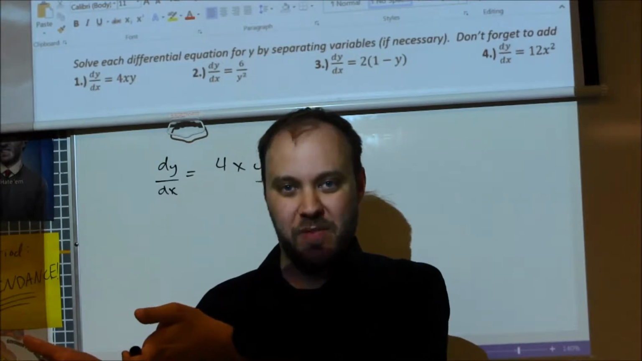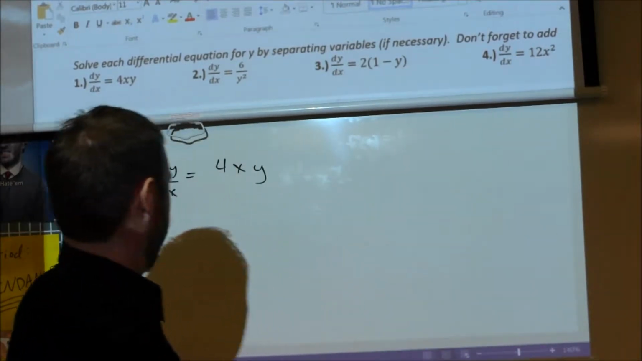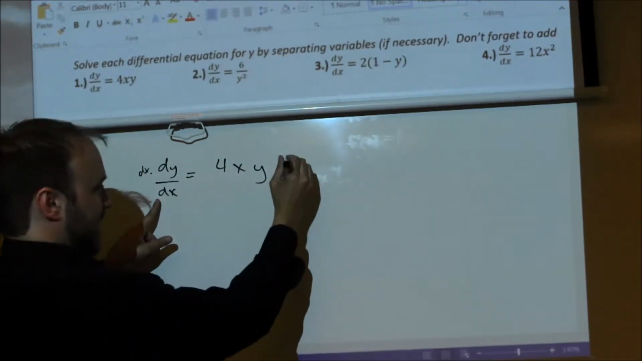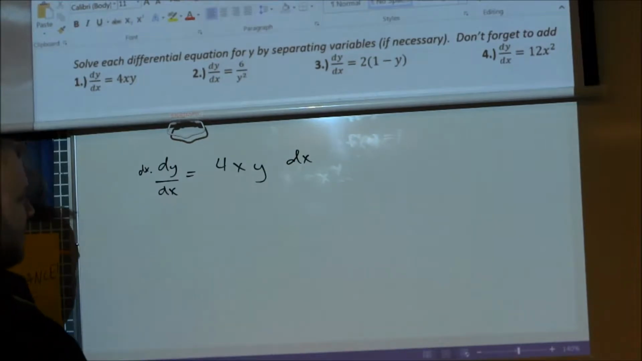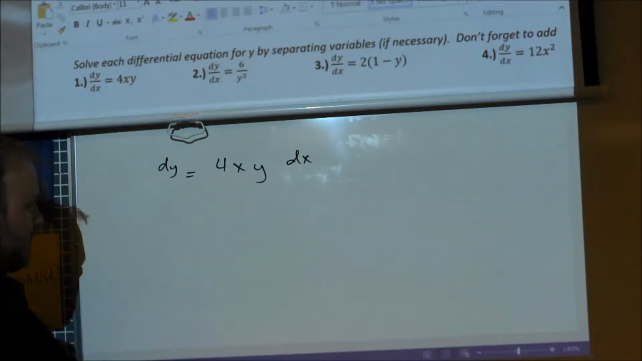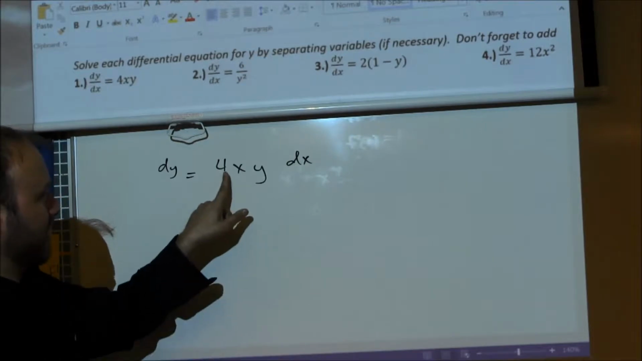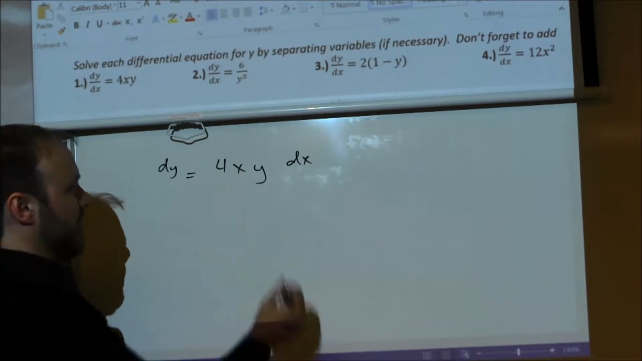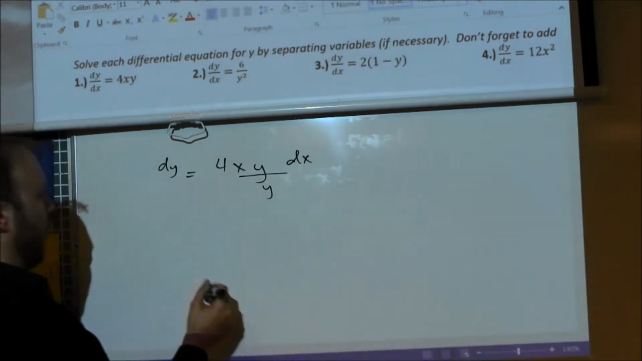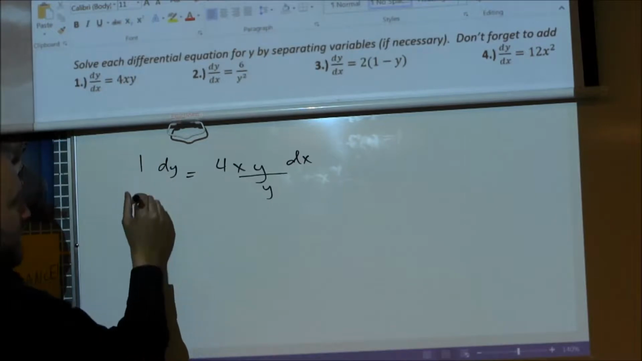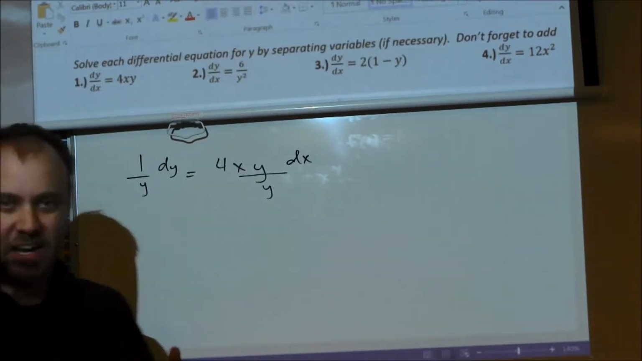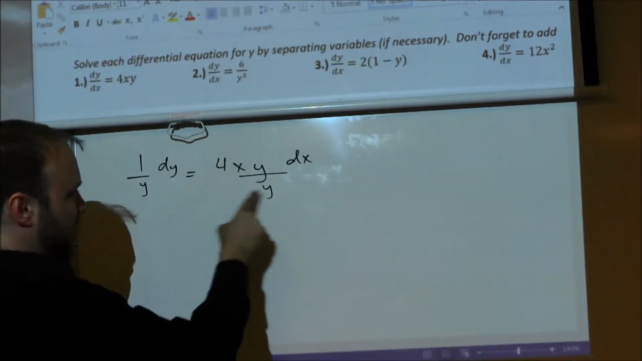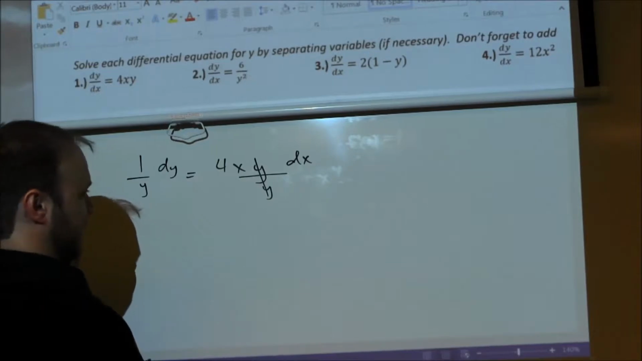You want the x's on the same side with the dx, you want the y's on the same side as the dy. So for example, I can multiply both sides here by dx, and that's going to cancel the dx on this side. It's going to leave me with just a dy on the left-hand side. Next, I've got a product here. I don't want the y to be on this side. It's part of a product, so I can divide both sides by y. Keep in mind, that's a 1 dy. So I'm really dividing 1 by y, and I'm getting 1 over y. And now, I've got just a 4x left over here, a 4x dx.